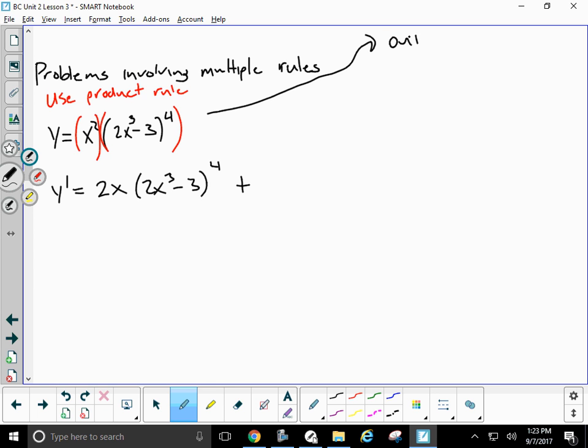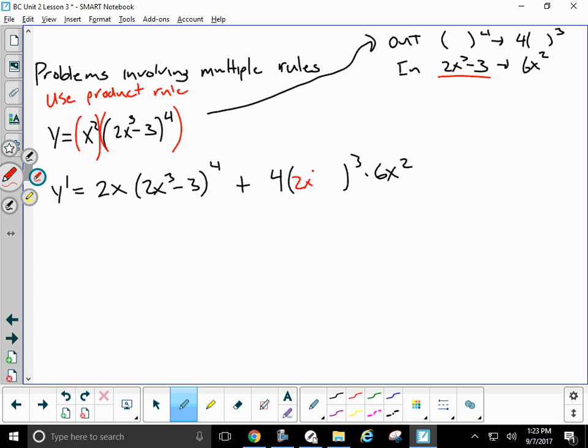I have an out, which is my stuff to the fourth power. I have an in, which is the 2x cubed minus 3. The derivative of the out will be 4 stuff cubed. The derivative of the in will be 6x squared. So multiplying those together and filling in the gaps, we'll have the derivative of the second piece: 4 stuff cubed times 6x squared. Fill in what the inside is. The inside was the 2x cubed minus 3.